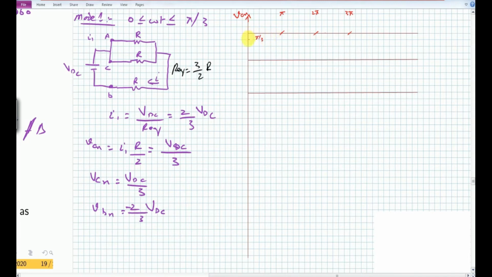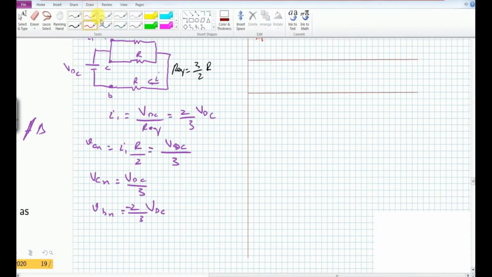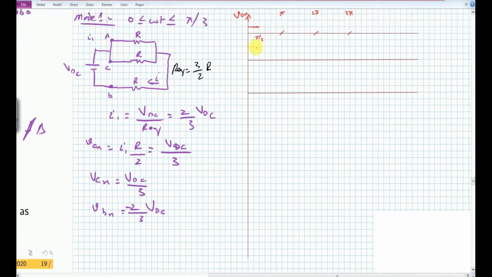So for this particular time, this VA of n is equal to VDC by 3. This is the value of the VA of n during the first time interval. Similarly, let us draw the second waveform, which is the VB of n. VB of n is also equal to VDC by 3, and therefore it has this type of a shape.